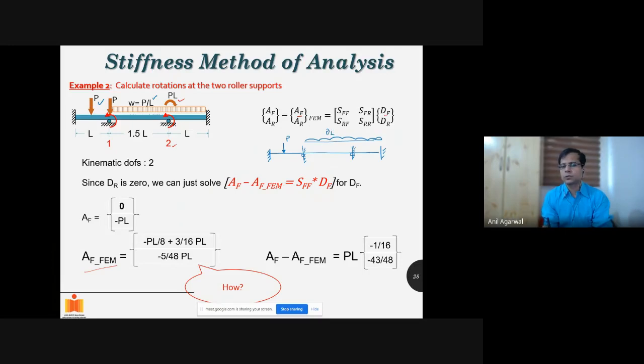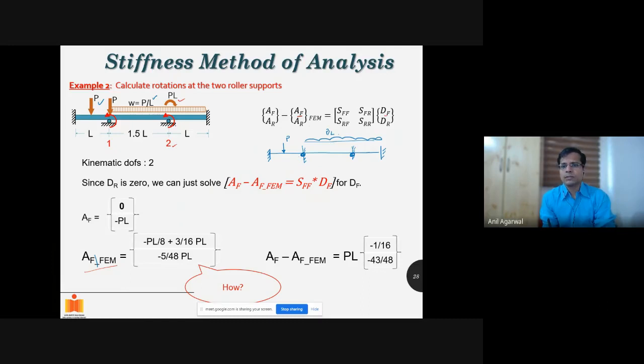For these 2 forces, what will be the moments acting at this location and this location? That's what I have to find out. That is what my AF FEM is, because I'm talking about AF, right? So AF corresponds to only these 2 degrees of freedom, rotation here and rotation here. That is moment here and moment here. And because of this P and this P by L, that's what I have to do. So let's go step by step. I'm sure all of you can calculate it, but I'm just following it. In an online method, it's very difficult to know whether you know it or not, because I cannot see your faces. So I would anyway complete the process.